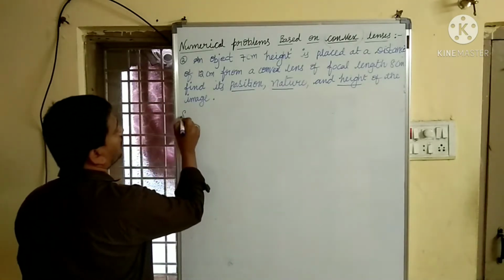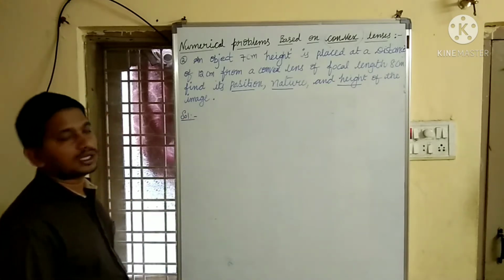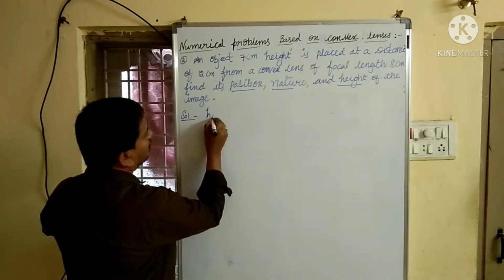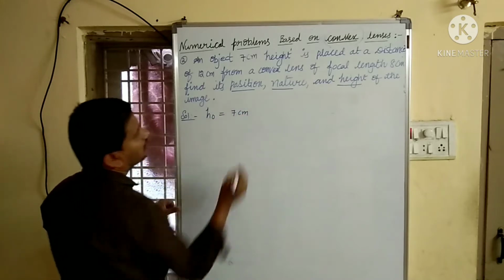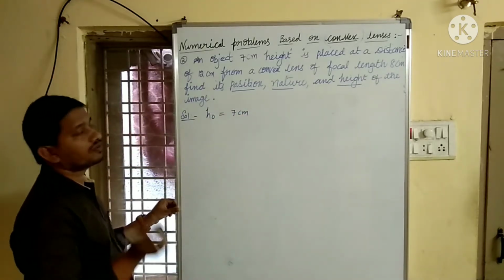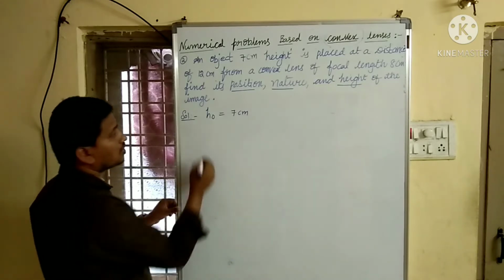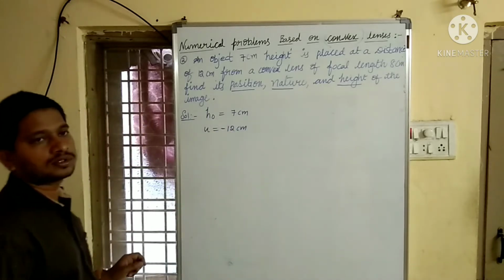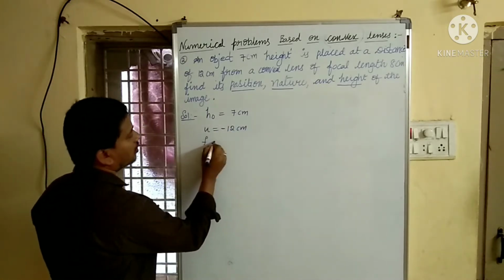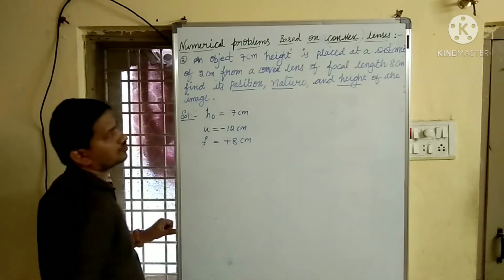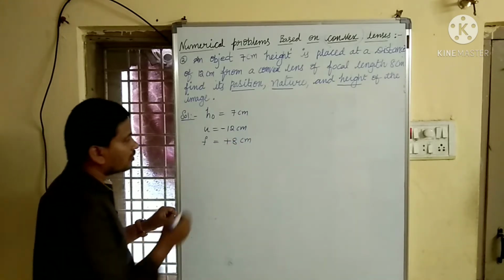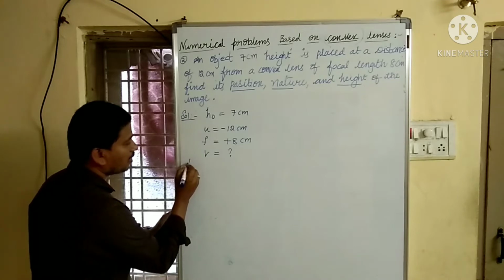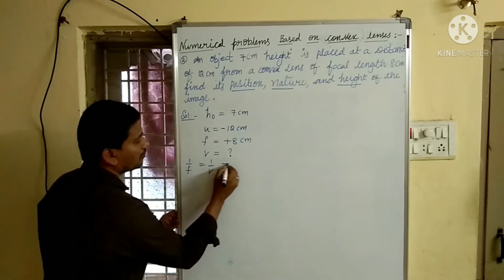First of all, what is given? An object of height 7 cm is placed at a distance of 12 cm from a convex lens. Object distance is 12 cm, which is -12, and focal length is 8 cm. So let us find the image distance, I mean v. What is the lens formula? 1 by f equal to 1 by v minus 1 by u.